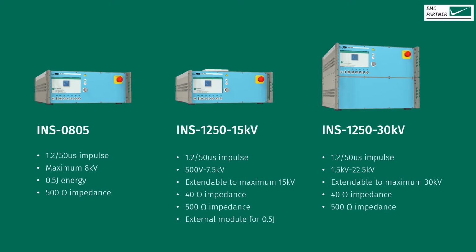On the right side we have the INS 1250 generators. These are available in 4 versions up to 7.5 kV, 15 kV, 22.5 kV and 30 kV. The 7.5 kV version can be upgraded to 15 kV and the 22.5 kV version up to 30 kV. All versions have 40 or 500 ohm impedance, and the 15 kV version can be extended with the 0.5 joule module up to 15 kV for special applications.